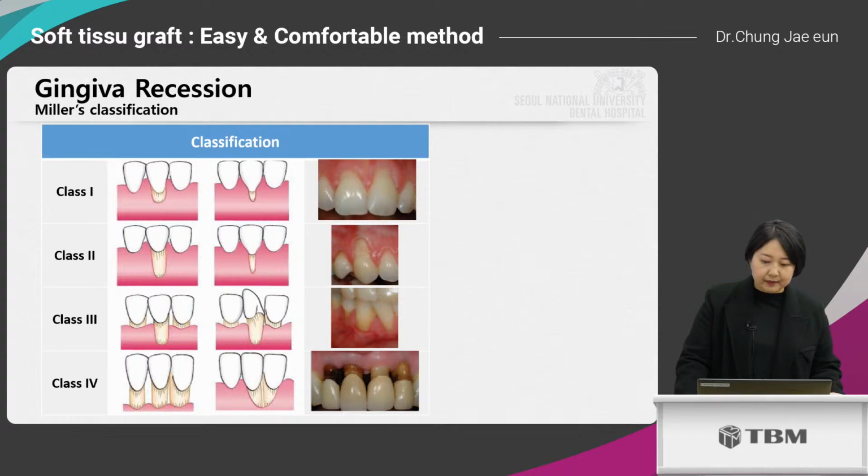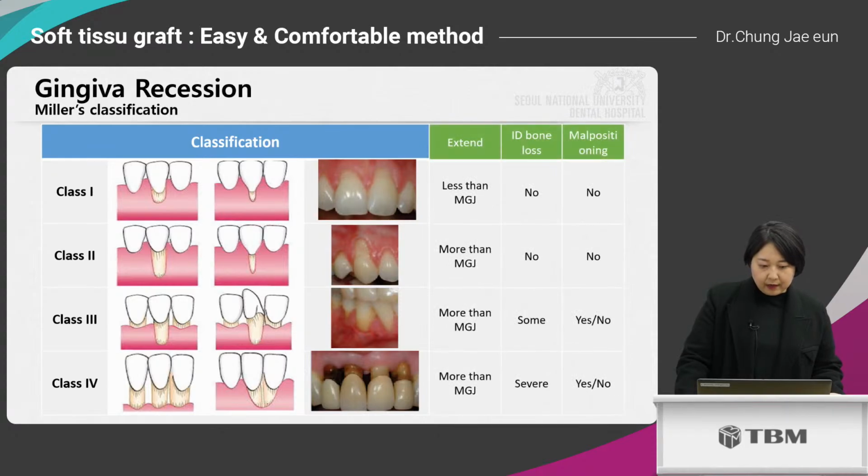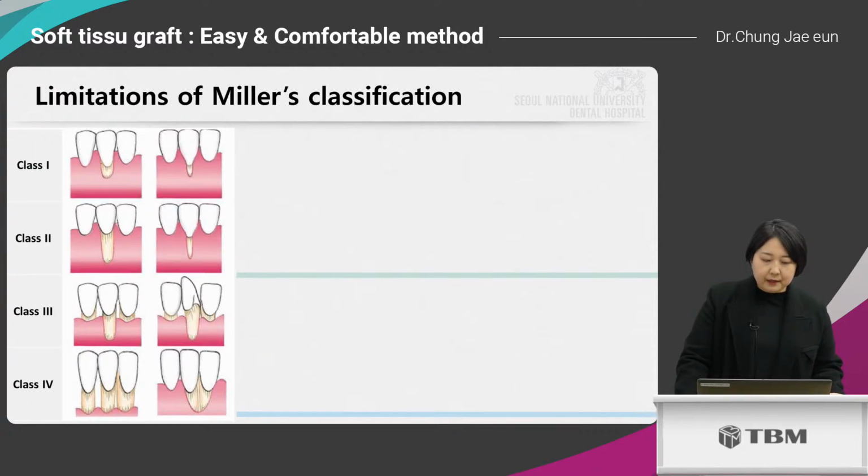Gingival recession in natural tooth is usually classified according to the Miller's classification, and the prognosis of each step is evaluated. First criteria is how much the gingival recession extends, and second criteria is if there is interdental bone loss or not, and third criteria is if the tooth is malpositioned or not. But there are some limitations in Miller's classification.